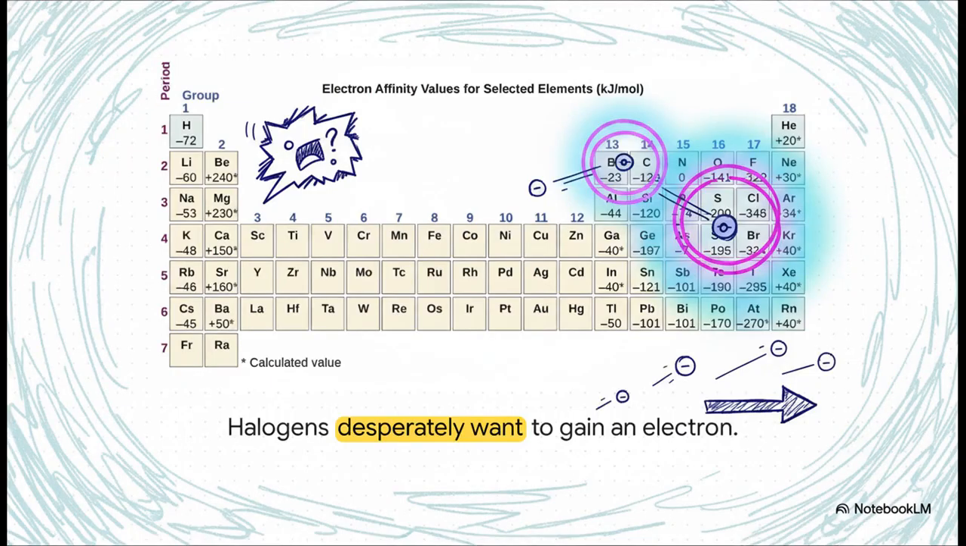And then on the flip side, we have electron affinity, which is basically how badly an atom wants to gain a brand new electron. The values here are actually negative because energy is released when these atoms manage to grab an electron. The halogens on the far right of the table, like fluorine and chlorine, have highly negative values. They're small, their positive nucleus has a really strong pull, and they are practically screaming for just one more electron to perfectly fill their outer shell.